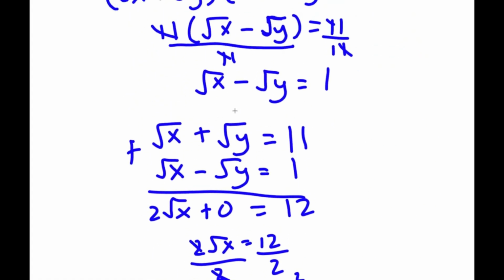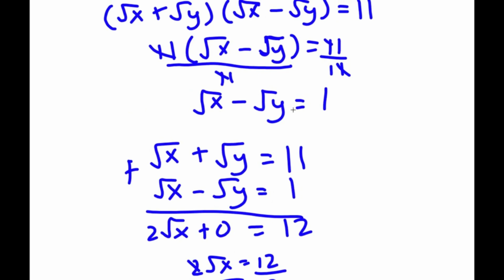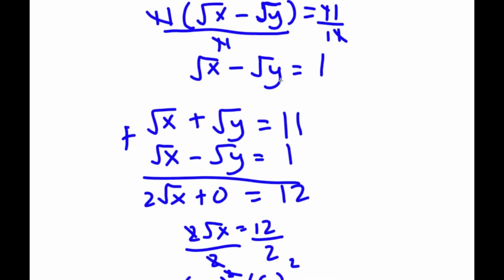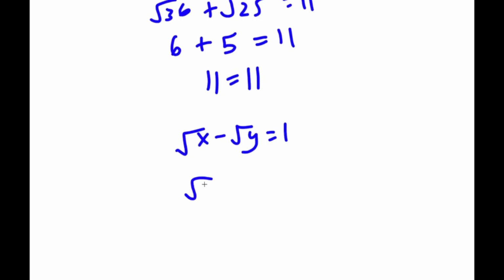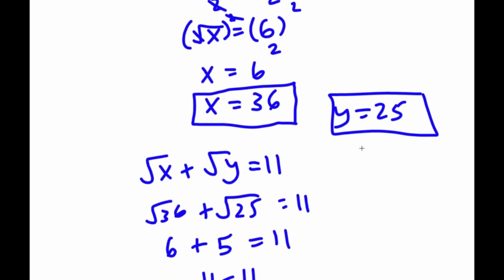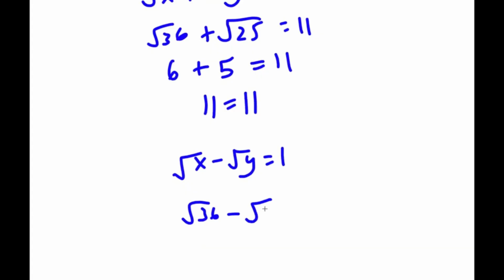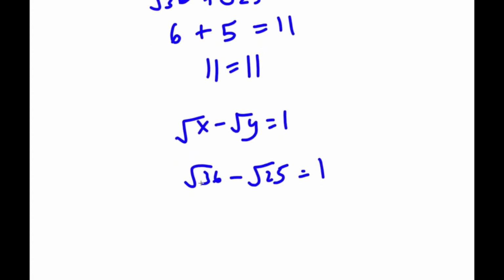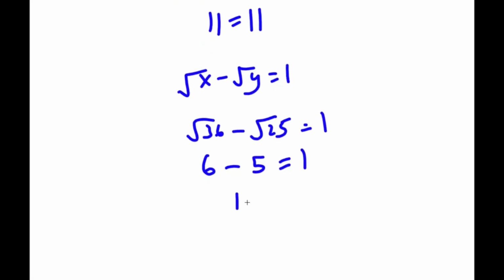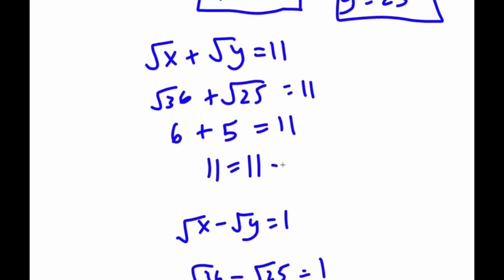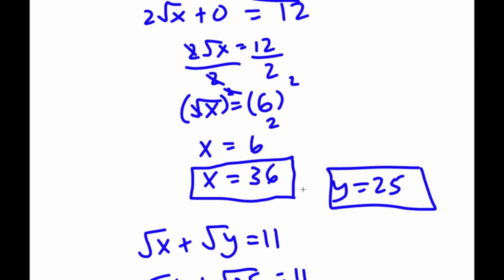And we can also go ahead and plug this into the square root of x minus the square root of y equals 1, because this was another equation that we found. So the square root of x minus the square root of y is equal to 1. X is 36 and y is 25, so the square root of 36 minus the square root of 25 is equal to 1. The square root of 36 is 6, minus the square root of 25 which is 5. So 6 minus 5 is 1, so we have 1 equals 1. This is right. So our solutions are x equals 36 and y is equal to 25.